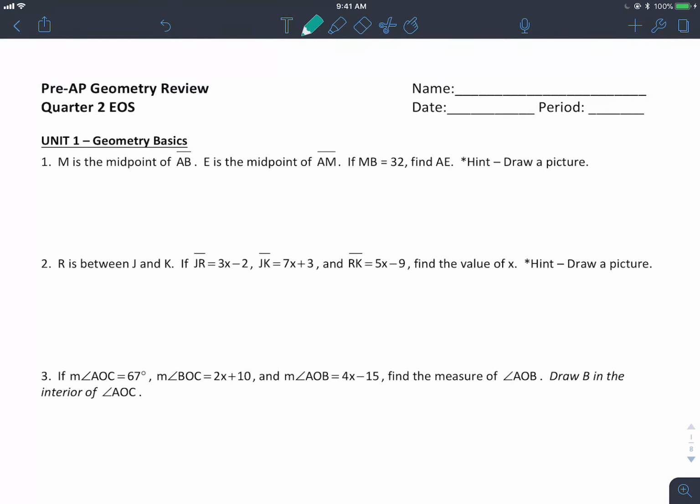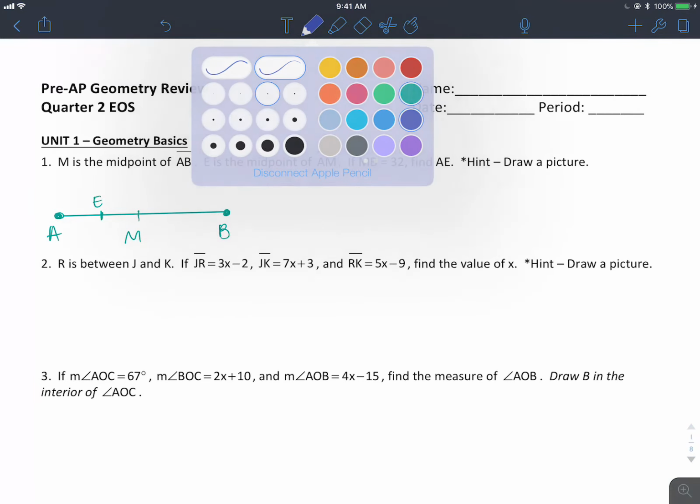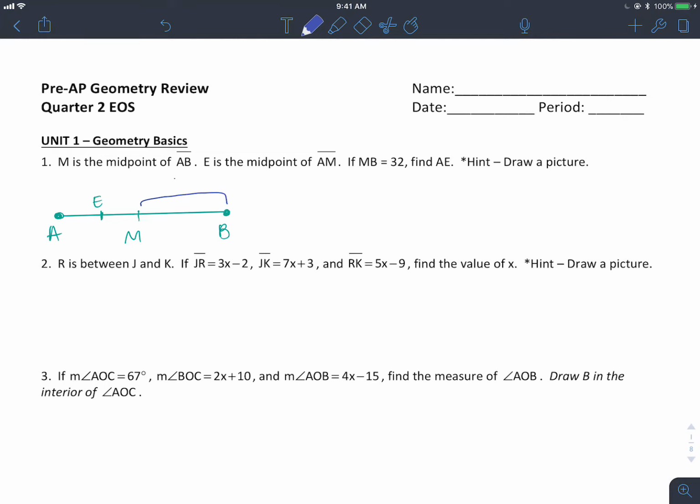Alright, so on number 1, it says M is the midpoint of AB. So that means AB is some line segment, and M is the midpoint of it. So we have A and B. And then it says that E is the midpoint of AM. So E is somewhere in here, which is the midpoint of AM. So MB, this length here, is 32. And since M is the midpoint of AB, that means that AM is also 32.